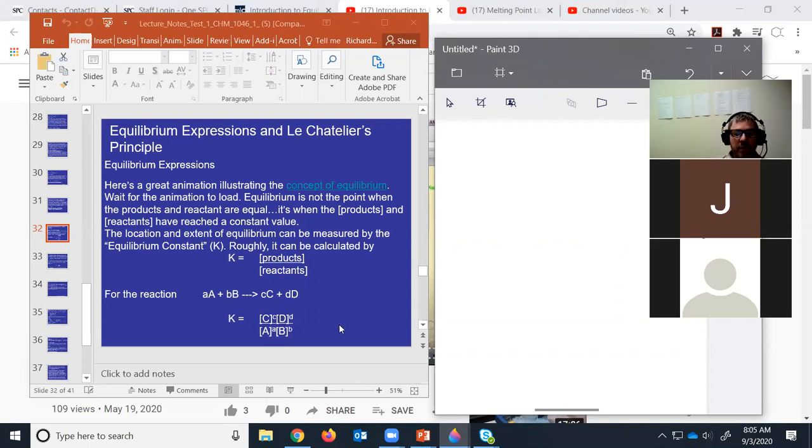Effectively, what we're doing is we have all this stuff here that's been added, and now we're just multiplying it all together to get this equilibrium constant. Does anybody have any questions so far? So K only matters at equilibrium, when those lines were parallel.